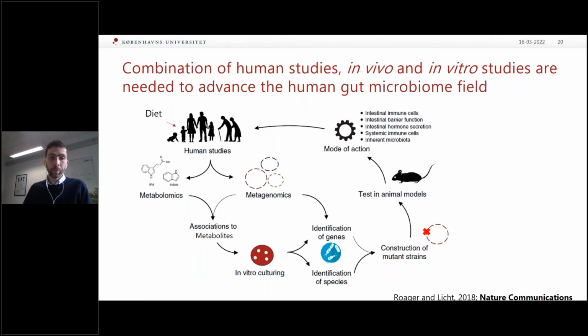So my final point is basically that in order to advance this field, we need to combine human studies, in vivo studies, and in vitro studies. So for example, studying how diet affects the microbiome in humans, which metabolites are produced, what are the metagenomes of the microbiome, and associating these things to figure out which metabolites are associated with which microbes, for example. Then culturing the different microbes in order to identify the responsible genes for the production of certain metabolites, and then ultimately take that species that produces the metabolite and knock out the gene that is responsible for its production, and then, for example, introduce a wild type strain or knockout strain in animal models to demonstrate what happens if we knock out this specific function that is responsible for encoding a specific enzyme, for example, and then in animal models test the mode of action in order to get a bit closer to the mechanism.